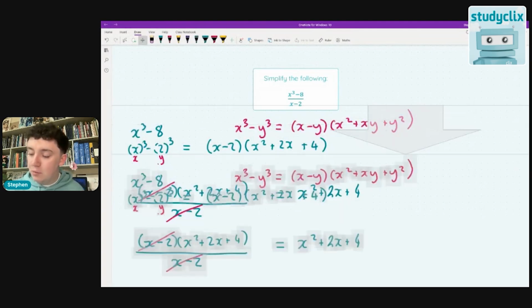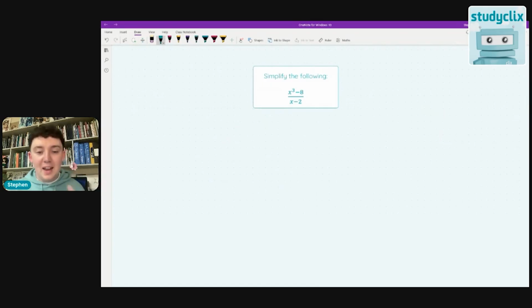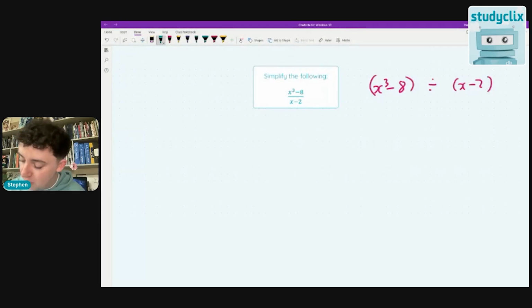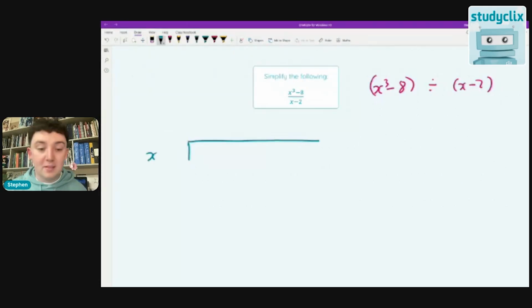So let me just get rid of that for the moment. And let's think about the question again. They want me to take x cubed minus 8 and divide it by x minus 2. That's another way of thinking about this question. And how do I do division? Well, I think about this big division symbol. I'm taking my x minus 2 and I need to divide it into that.